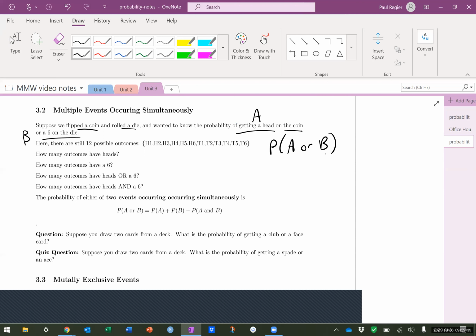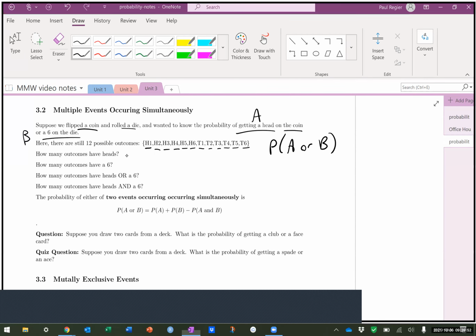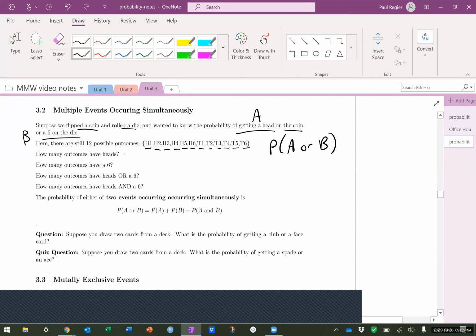So one way we can do this is we can list all the outcomes. 1, 2, 3, 4, 5, 6 for heads, 1, 2, 3, 4, 5, 6 for tails. And so notice out of the 12 outcomes, 6 of them have heads. Probability of heads is 6 out of 12.